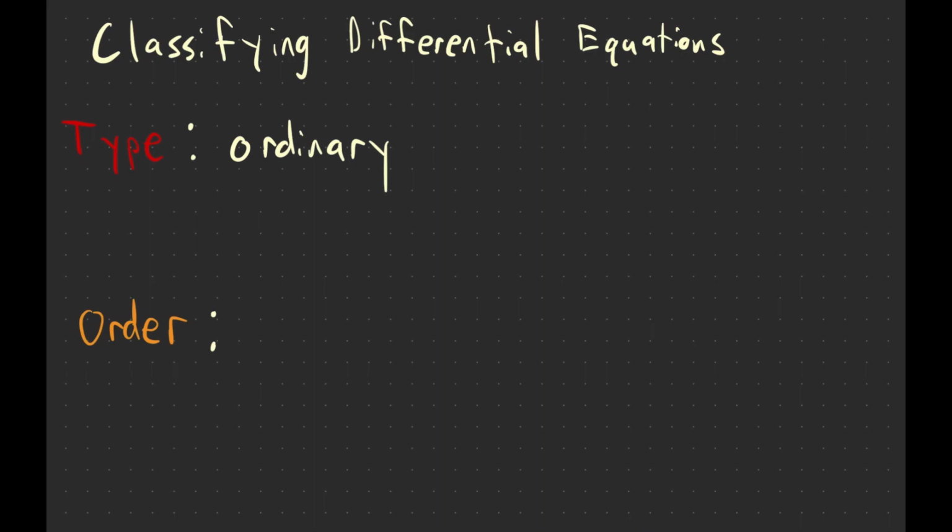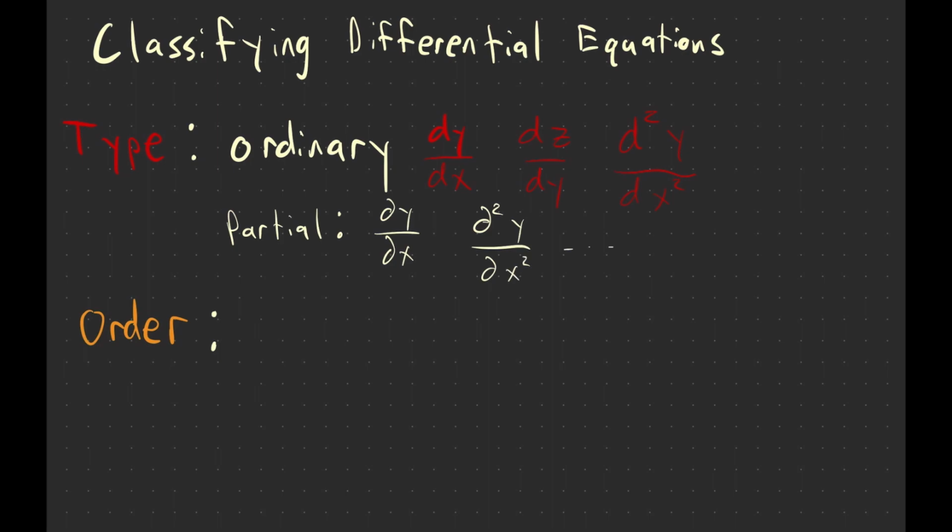For type, there are two different types you can have. There's ordinary, and this could be like dy over dx, dz over dy, or d squared y over dx squared. Those are all full derivatives. For partial differential equations, we use partial derivatives with the del operator, like del y over del x, or del squared y over del x squared, etc.